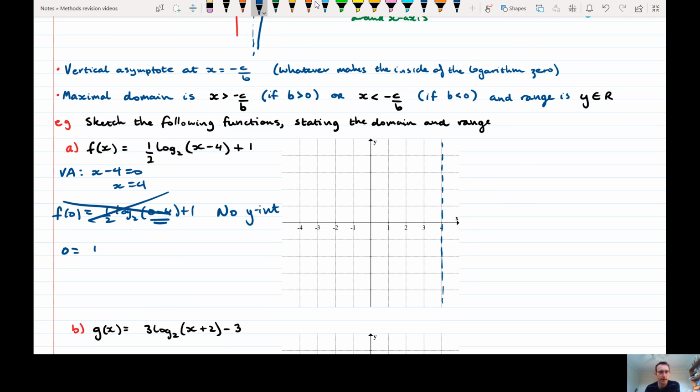So to find the x-intercept, let's solve this equal to 0. We subtract 1, we times by 2. Remember, to undo a logarithm, it's to this base 2 to the power of -2 equals x take 4. So x equals 4 plus 2 to the -2, which can be written as 1 over 2 squared. So really it's just 4 1/4.